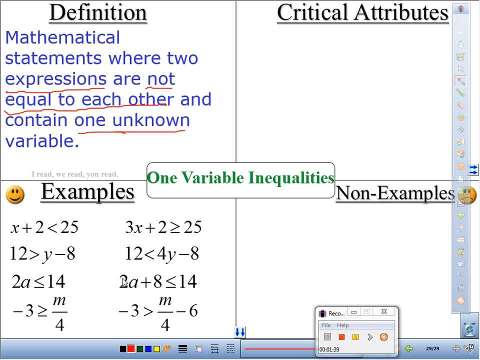So let's see. I'm going to be very obvious just to make sure that we understand what we're looking at. Here's an expression, and here's a symbol that says not equal to one another, and it has one variable. You agree with that so far? Okay. Also, let's see this one down here. Expression, a symbol that says that they're not equal, and one variable. Yes? And I'll select another one. How about this one right here? Expression, symbol says not equal, and only one variable. So far so good?